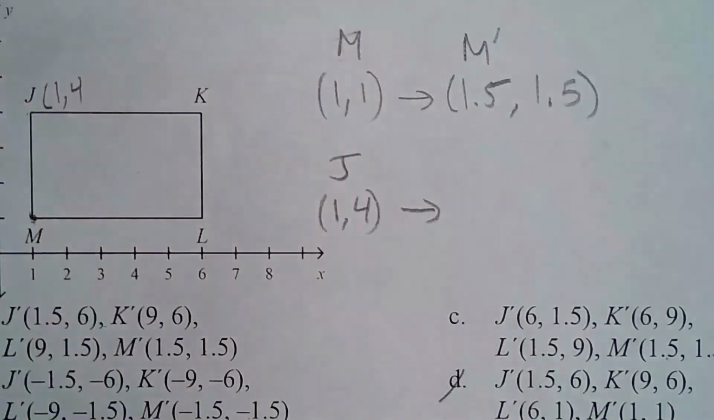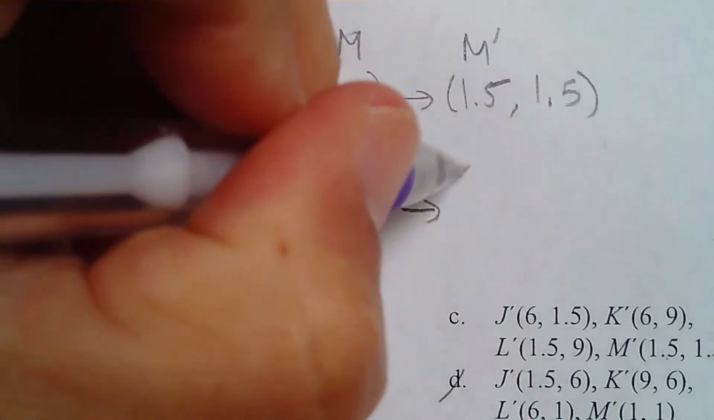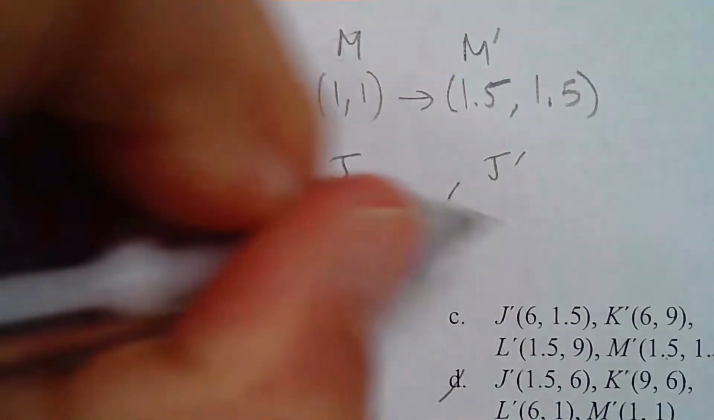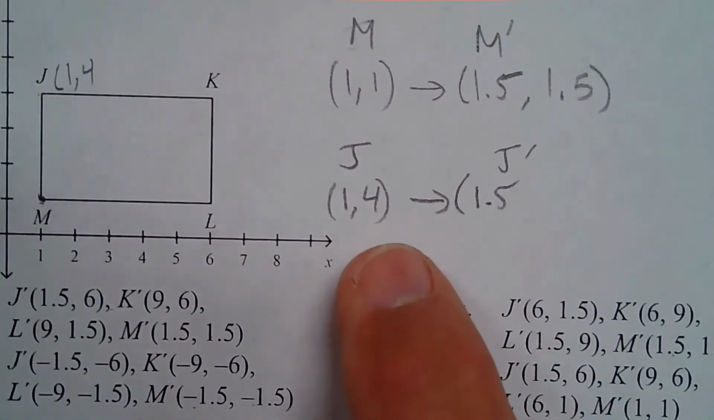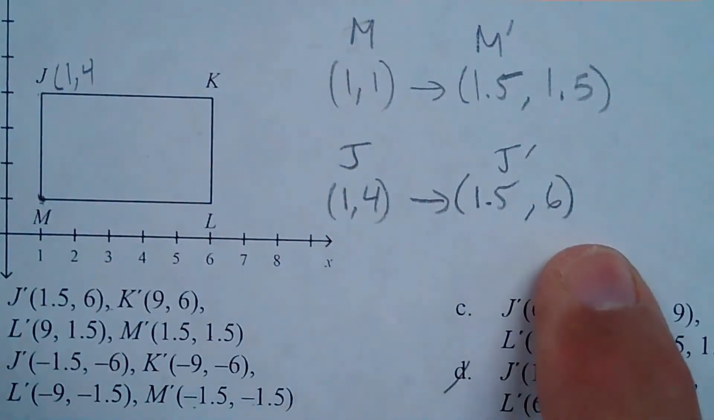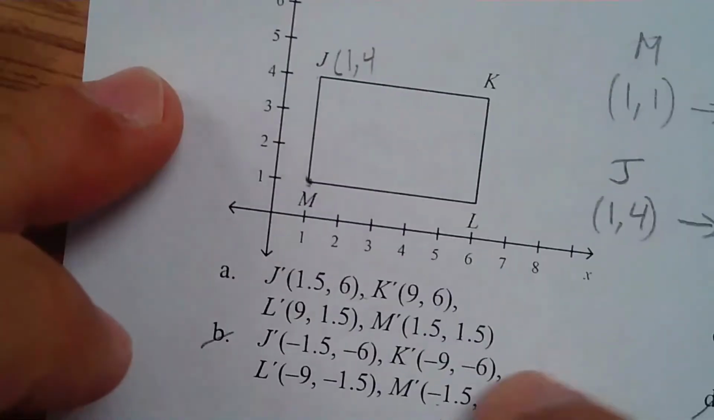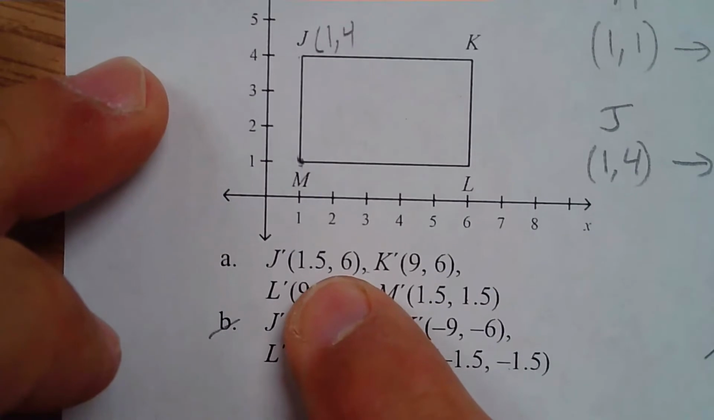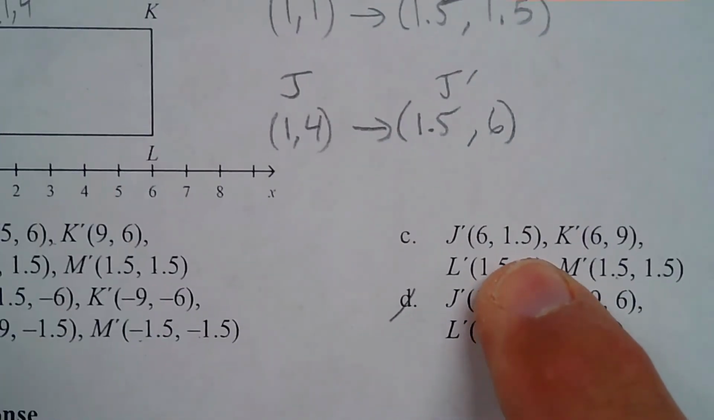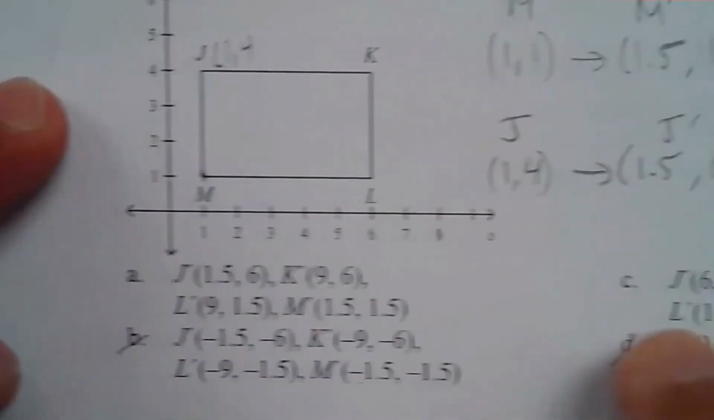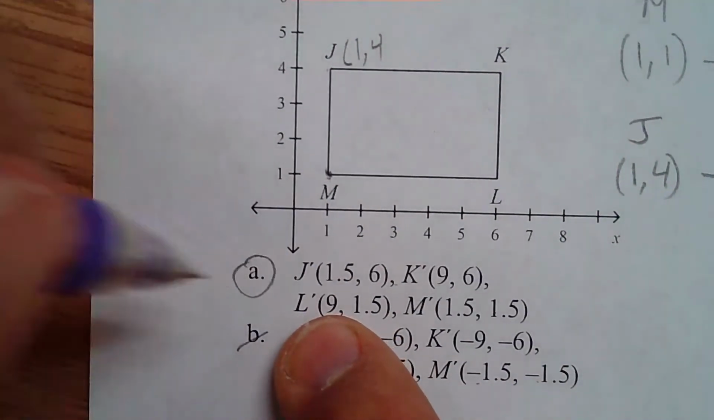And we need to multiply 1.5 times both of those. So J prime will be 1.5. 1 times 1.5 is 1.5. And 4 times 1.5 should be 6. So 1.5 and 6 for J prime. 1.5 and 6 is that. And this has the coordinates switched. We don't even have to check the rest of them. It's going to be A.